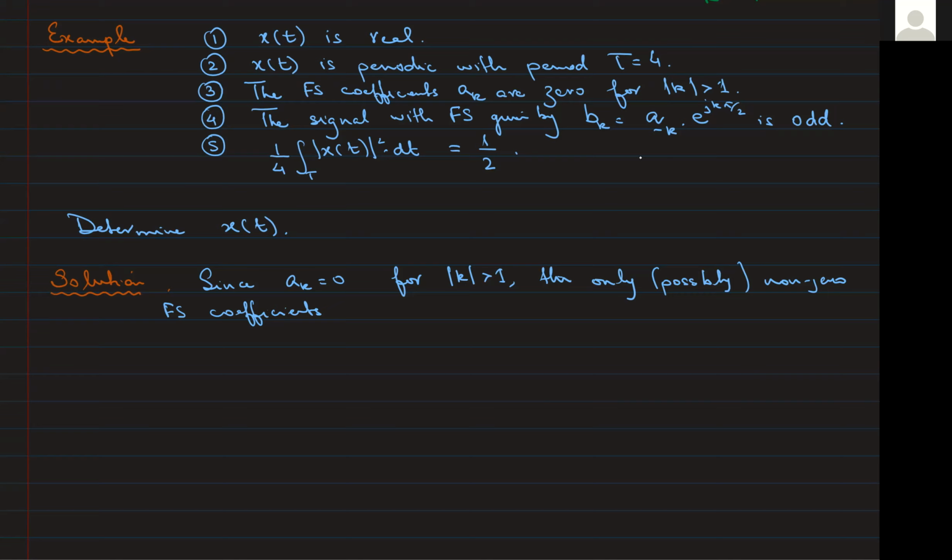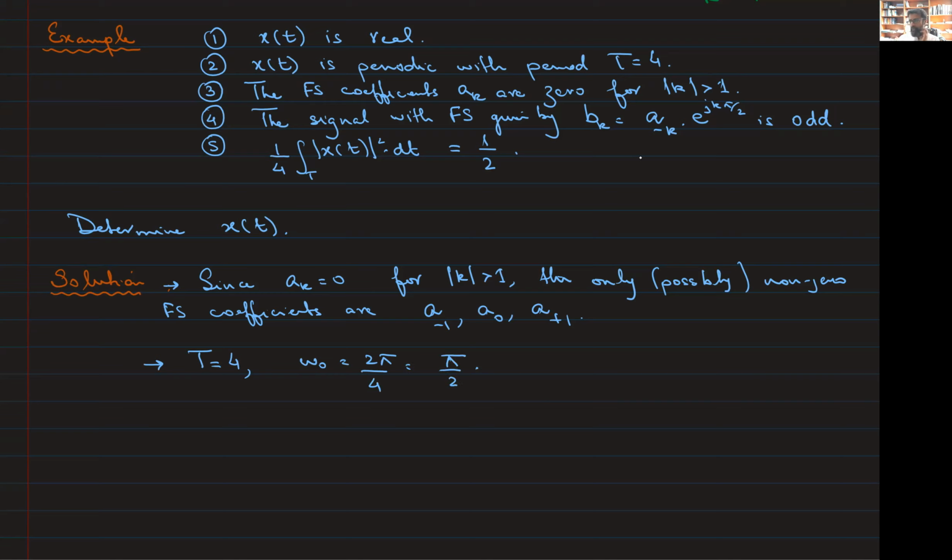-1 and 0. Right. So they are A minus 1, A naught, and A plus 1. These are the 3 Fourier series coefficients that contribute to the periodic signal. All other Fourier series coefficients are 0, right? And moreover, I also know that since T equals 4, omega naught is 2 pi by 4, which is equal to pi by 2, right?